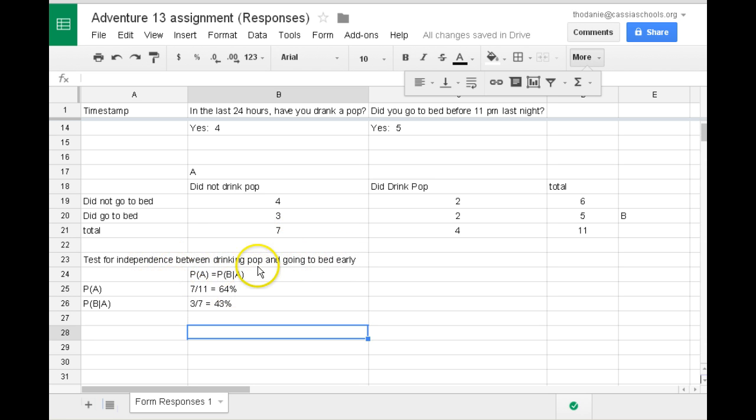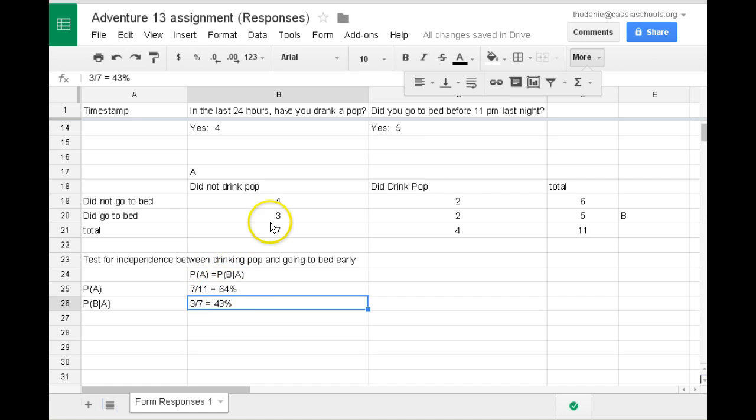So are we comfortable? Can we say that they are independent? Do we get the same exact probability for going to bed whether or not they drank pop? And the answer is no. We did not. So we do not find that these two events are independent.